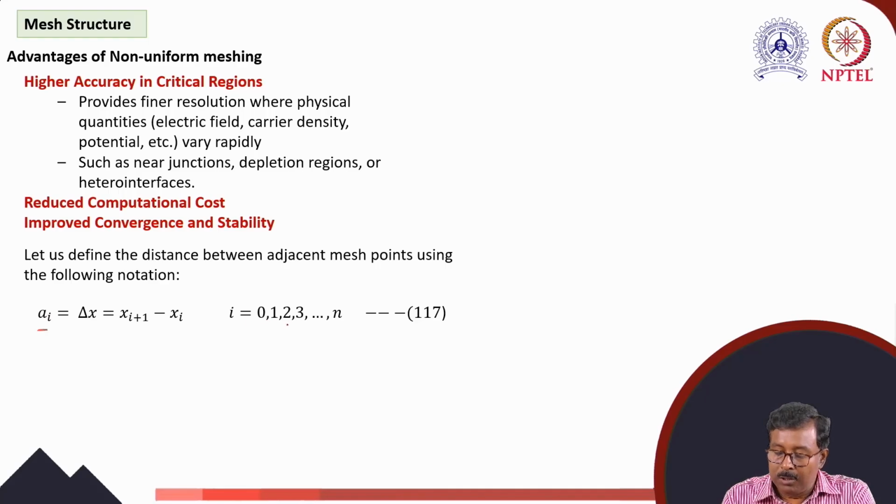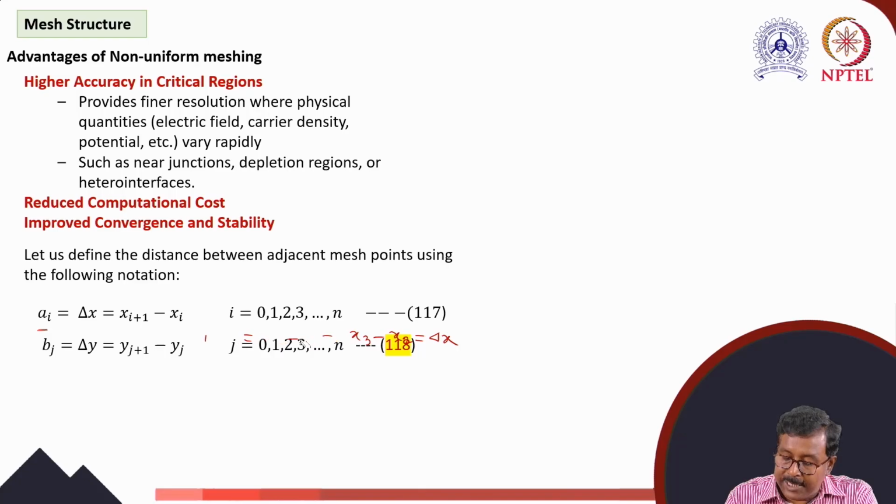i is equal to 0, 1, 2, 3, n in general, because it may be x2 minus x1, x1 minus x0. So it starts from x0. That is the lowest point. That is the coordinate you can consider x0. So x1 minus x0, x2 minus x1 in this way. So x1 minus x0 will be equal to x2 minus x1, equal to x3 minus x2, equal to say delta x in case of uniform meshing, of course.